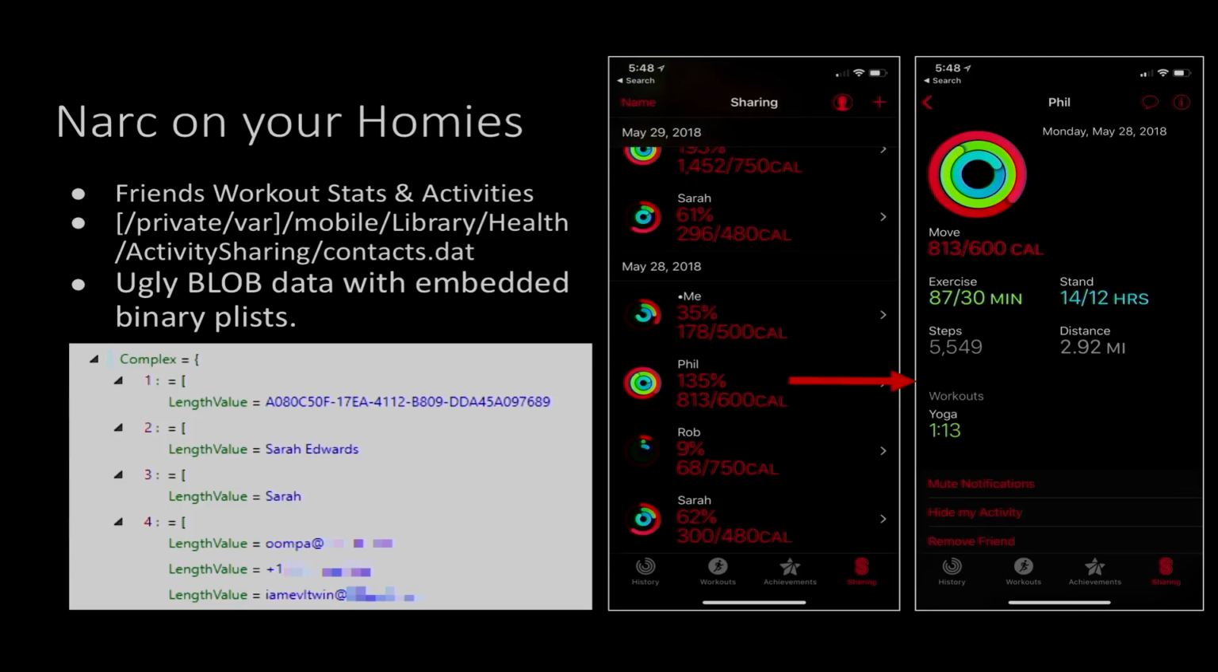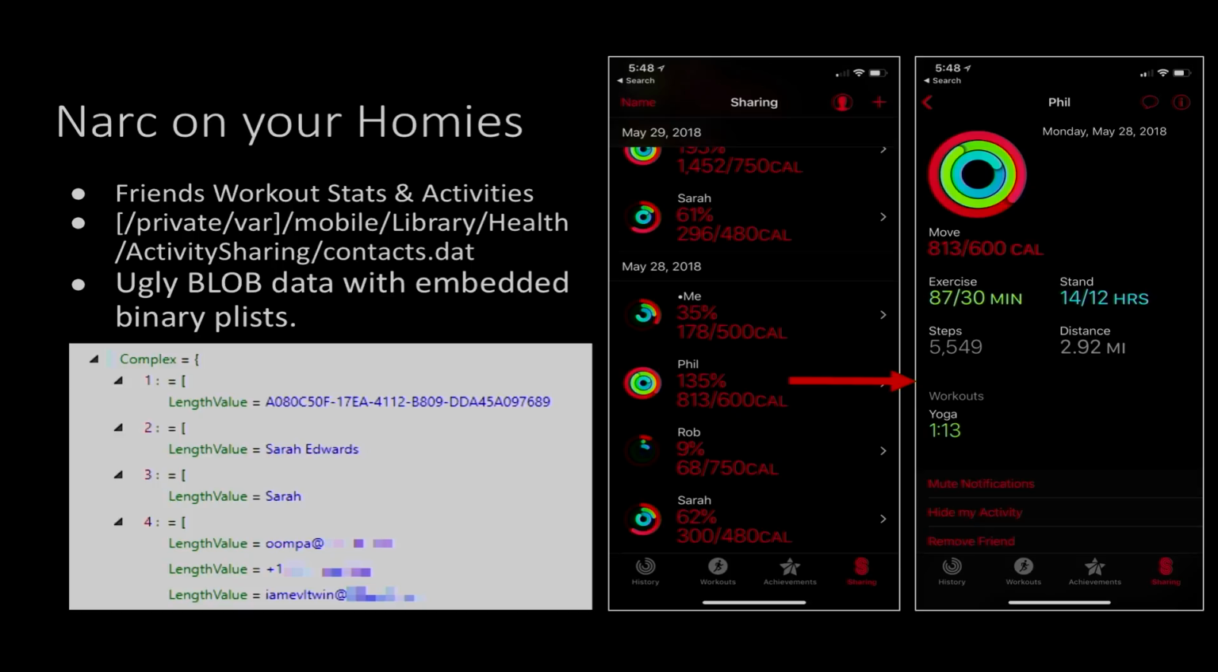So another reason you can have this, you can narc on your homies, or this can motivate you. When I'm sitting at my desk and I'm like, damn, everyone did a workout, and the only friends I share this with are Phil, Rob, and Sarah. Those are my only friends. So when they all complete it, I'm like, man, I'm not doing so well. But on this particular day, I was like, what did Phil do today? He's 135%. Phil did yoga. So if you want to see some of Phil's yoga moves, you can check that out. That actually surprised me. I thought that was a good one there.